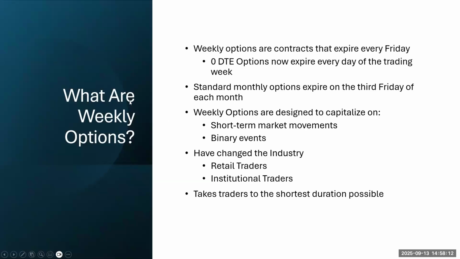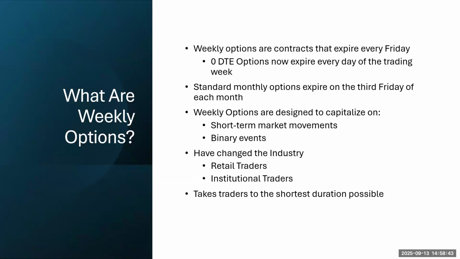So what are weekly options? Obviously, if you've been trading any options, even if you're a beginner, you know we have monthly options and we have weekly options now, and then we also have daily options. We call those the zero DT options that expire every day of the trading week. So they've come a long way. We started with monthly, and I think they started with quarterly. And your standard monthly options expire on the third Friday of each month.